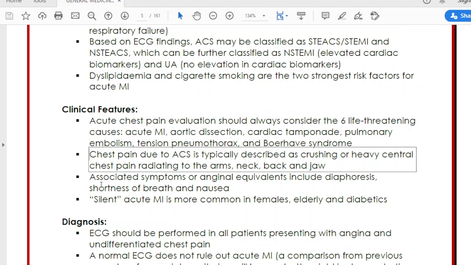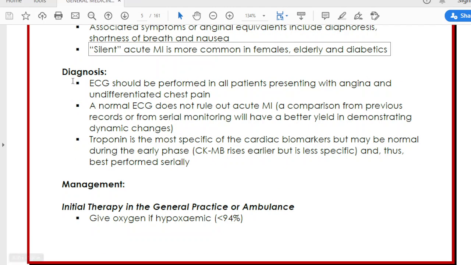Chest pain due to ACS is typically described as crushing or heavy central chest pain radiating to the arms, neck, back and jaw. Associated symptoms or anginal equivalents include diaphoresis, shortness of breath and nausea. Silent acute MI is more common in females, elderly and diabetics.